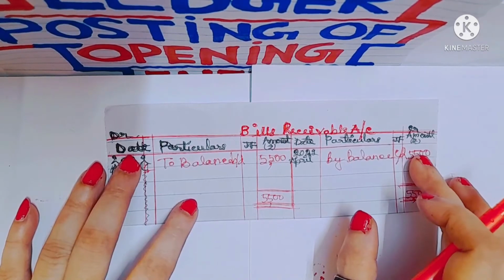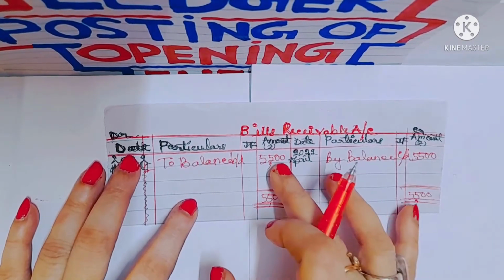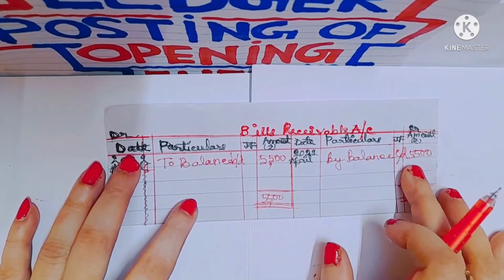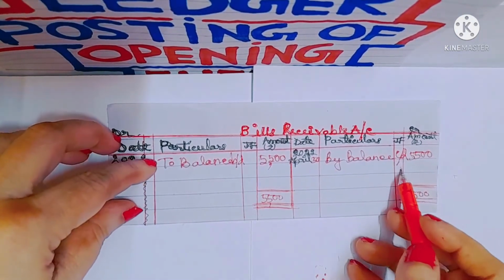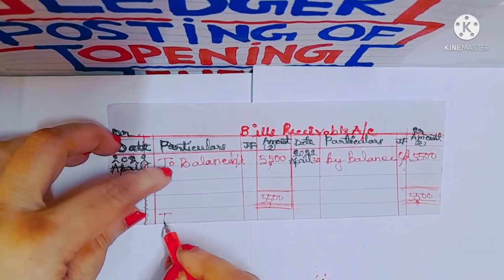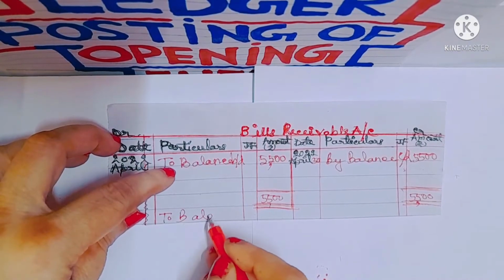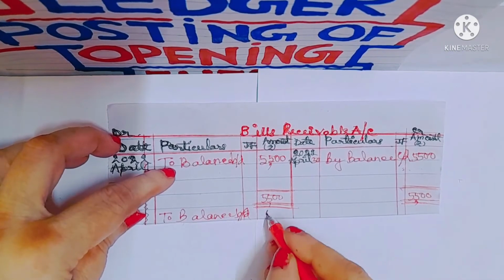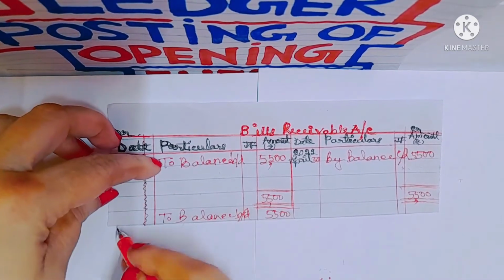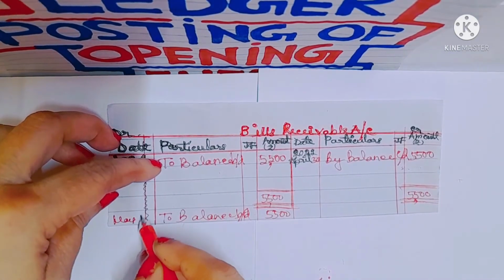How are we getting 5,500? 5,500 minus 0 will give you 5,500. The date is 30th April. And this by balance CD will be brought down on the opposite side as to balance BD. How much? The same amount, 5,500. Date will be the very next day, May 1st.